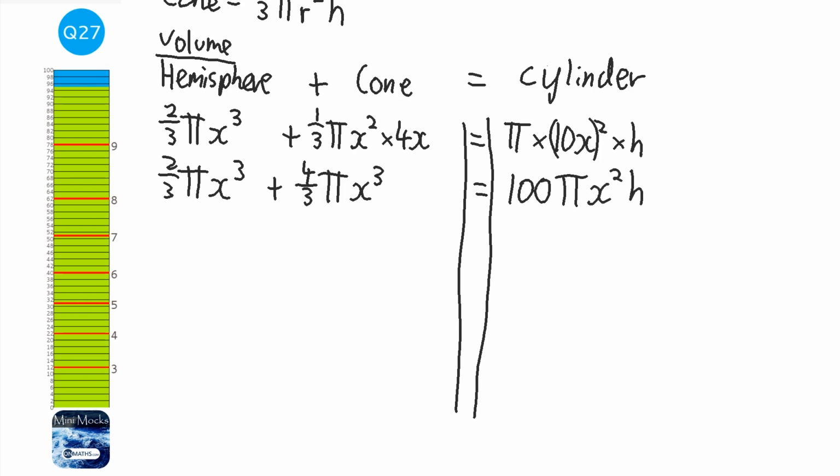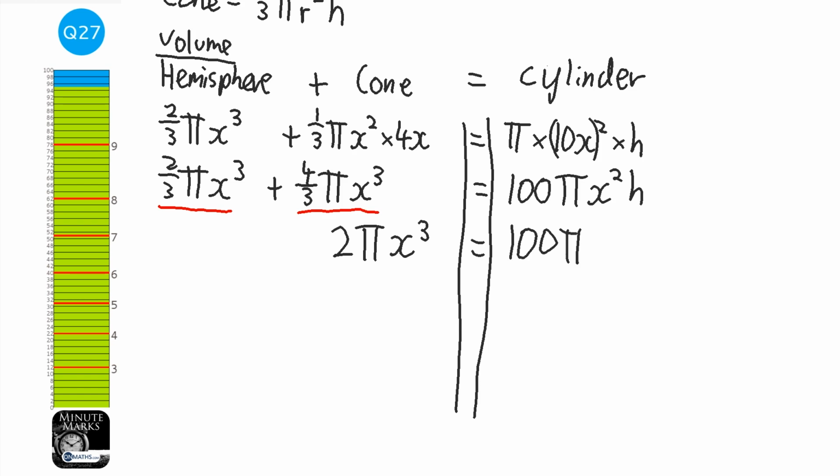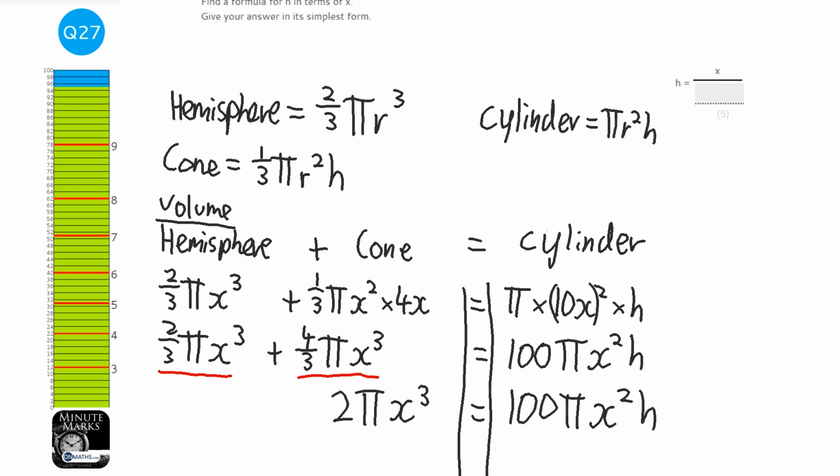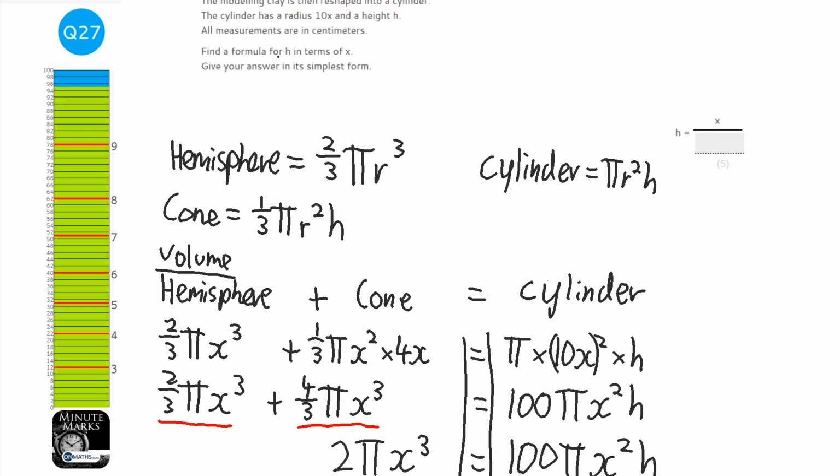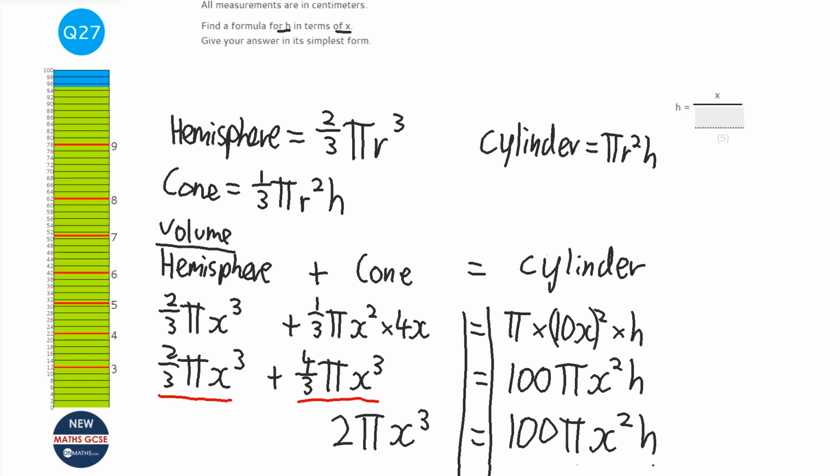Now, if you notice on the left-hand side, these two here are the same. They're both pi x cubed. So we can just add them together. So it's going to be 2/3 plus 4/3. So that's going to be 6/3, or just 2. So it's going to be 2 pi x cubed equals 100 pi x squared h. Brilliant. Now let's just check to see what it wants. It wants a formula of h in terms of x. So it wants h equals.